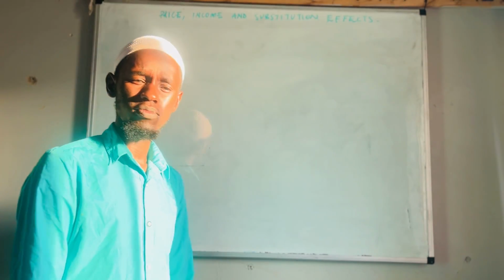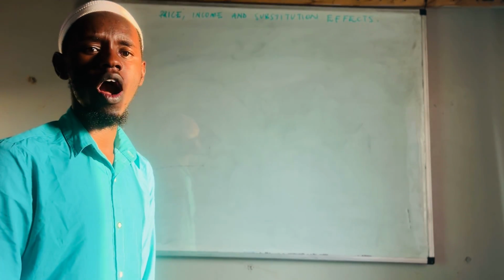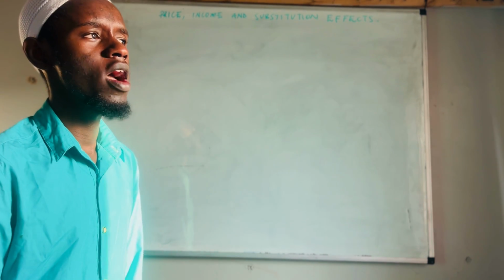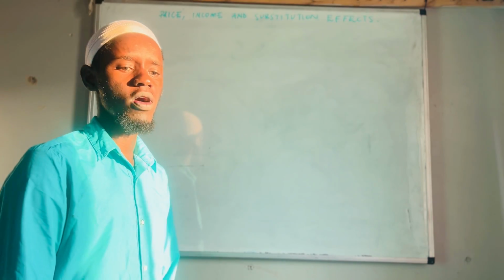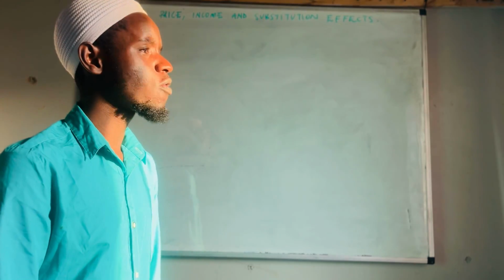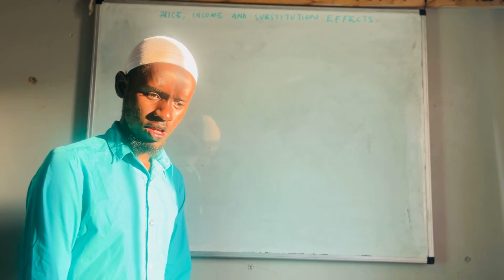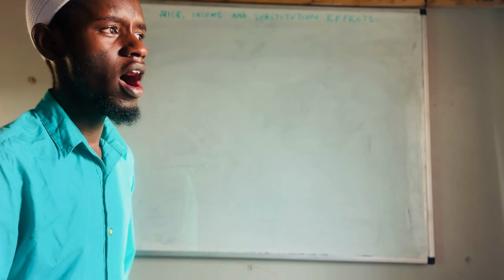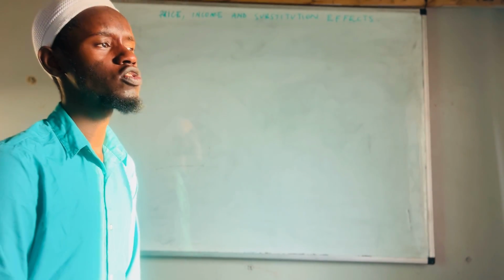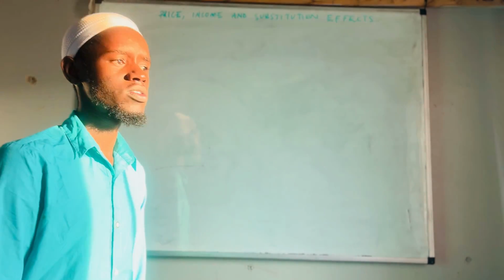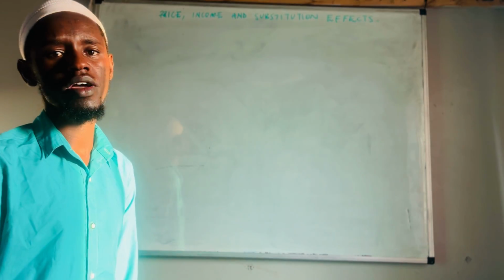Members, as I promised, we shall be going through economics once again, the last part of consumer theory. We had the first part of consumer theory where we talked about different concepts, and today we're going to talk about the price, income, and substitution effect. Members, recall that in consumer theory, we are just concerned with indifference curves and budget lines.